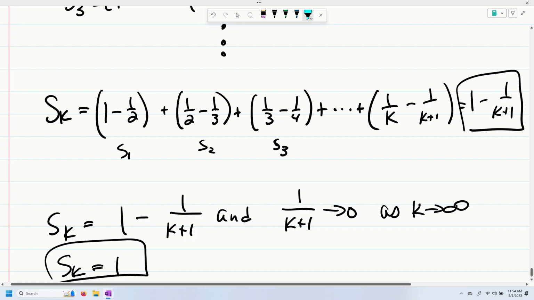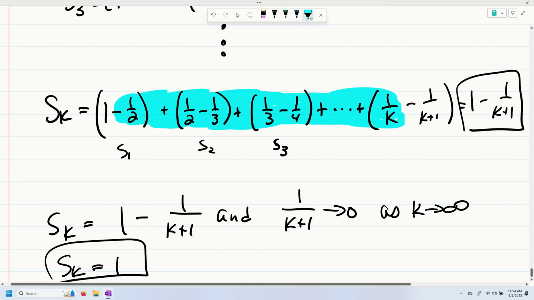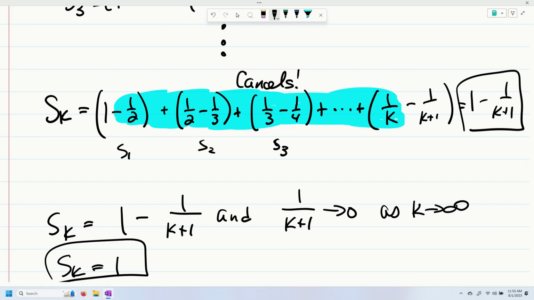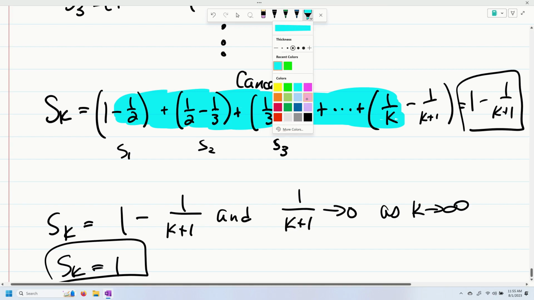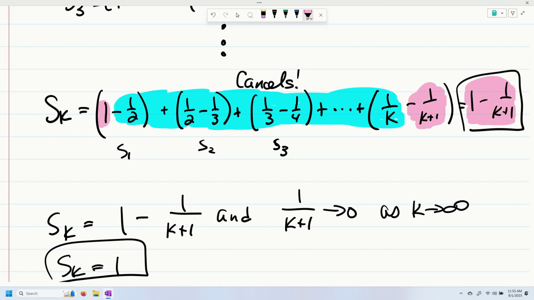So this is what we mean by a telescoping series. All these terms in the middle here just end up canceling. So you're left over with 1 minus 1 over k plus 1. That's a beautiful thing when that happens.